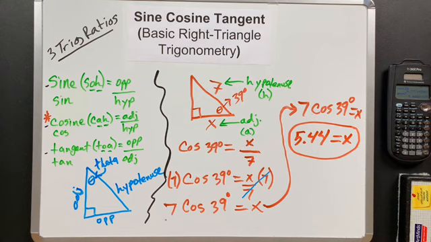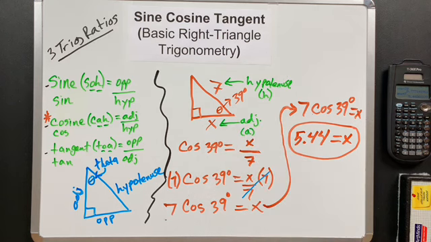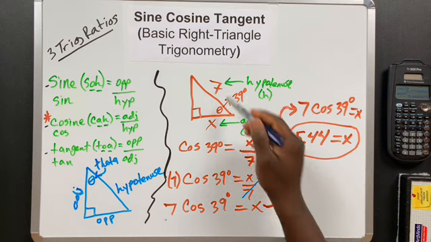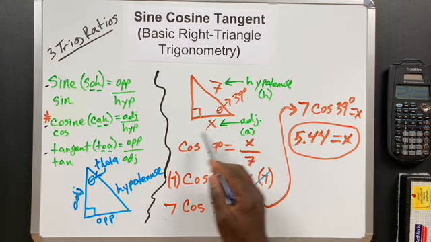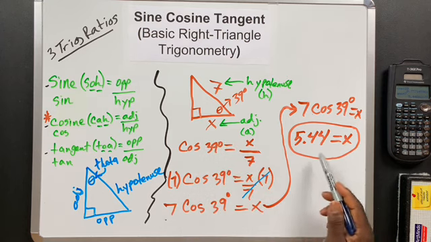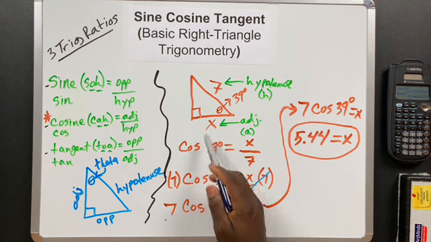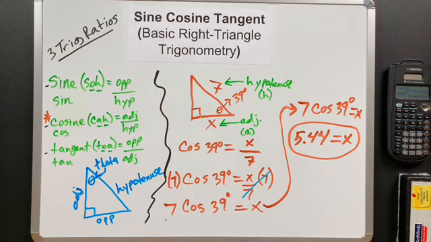Very good. So this looks like a reasonable answer, because if the hypotenuse is 7, think about what you know about Pythagorean theorem. You can have a 3, 4, 5 triangle. So if this is 7, this length could not be 90 meters, right? So 5.44 is a reasonable number, all right? So that's our answer. So how did we solve this problem again?